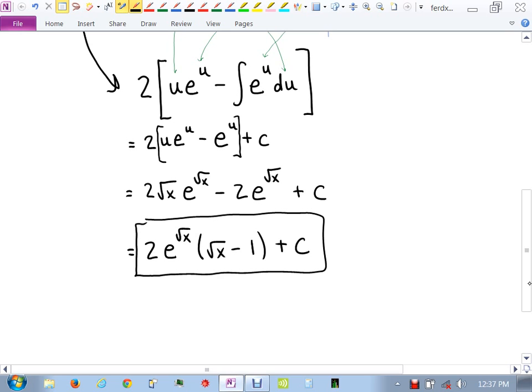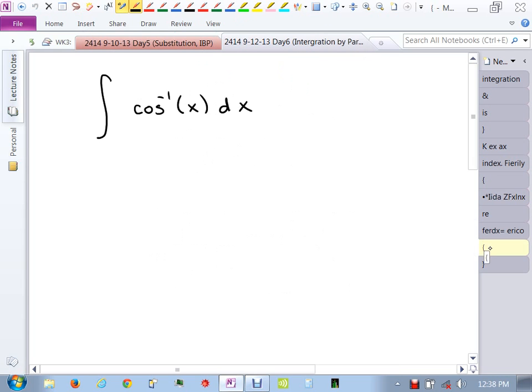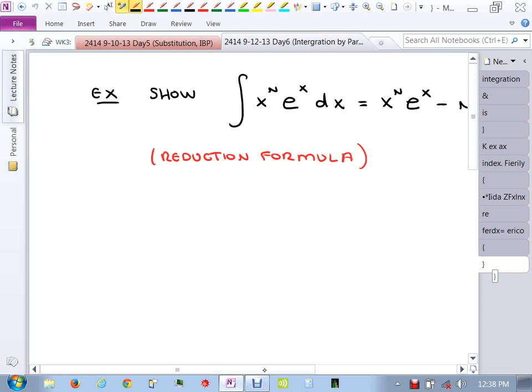So what do y'all think of that one? That one was a substitution, that very unnatural substitution, followed by integration by parts, followed by resubstituting. Yeah, can you believe it? It's over. That was the next one I was going to do, and this was the last one I was going to do.